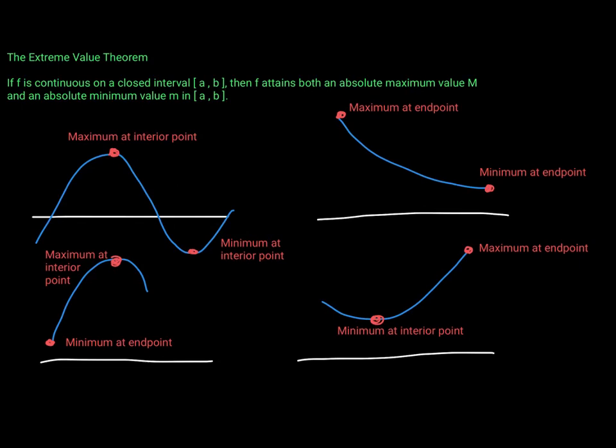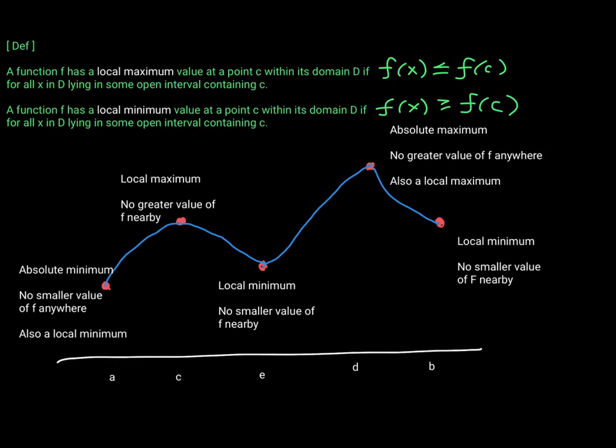What I want to do is look at a new definition for us, and it's going to be the definition for what we mean by a local or relative maximum, a local or relative minimum. So here is the definition for a local maximum, a local minimum. A function f has a local maximum value at a point c within its domain D if f of c is greater than or equal to f of x for all x in D lying in some open interval containing c. You have a local minimum at c if f of c is less than or equal to f of x for all x in D.